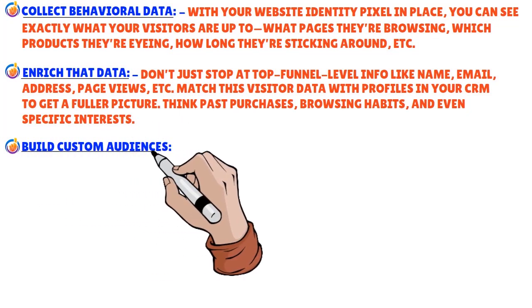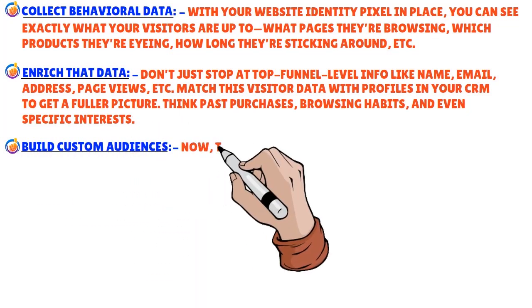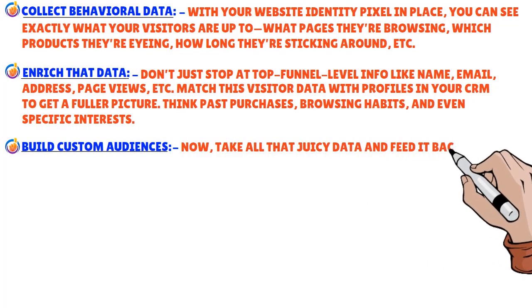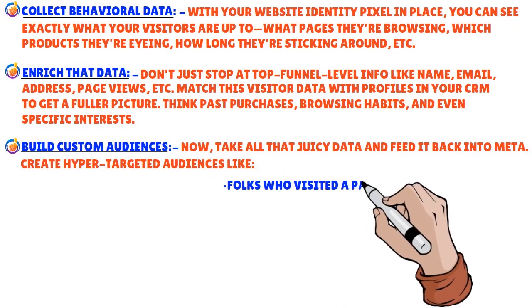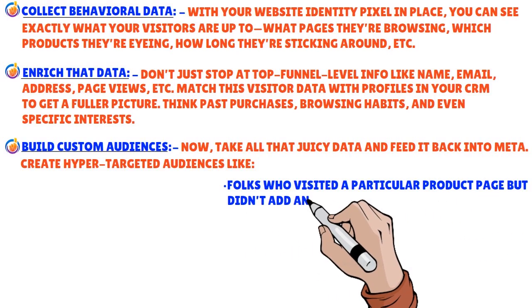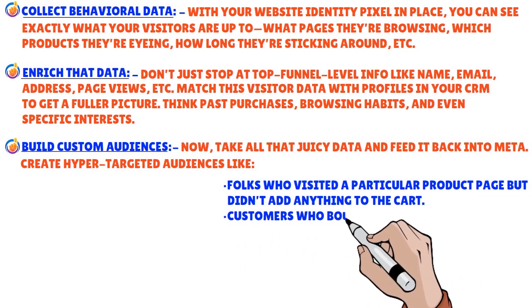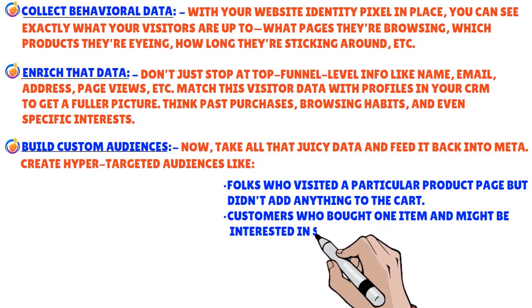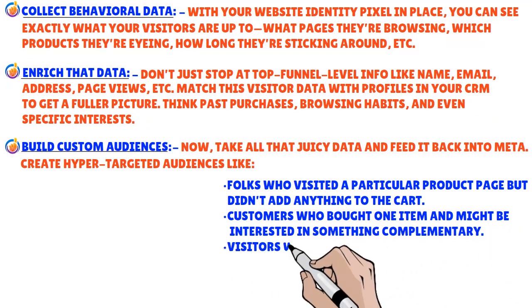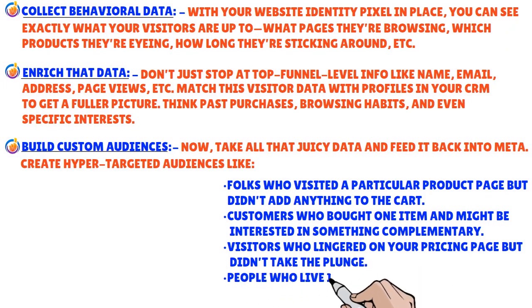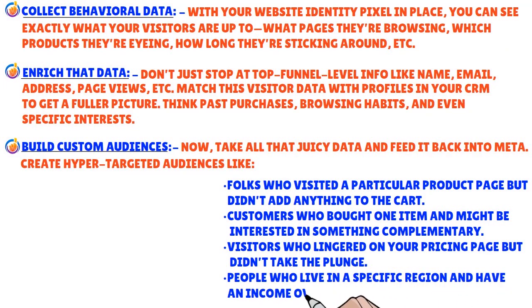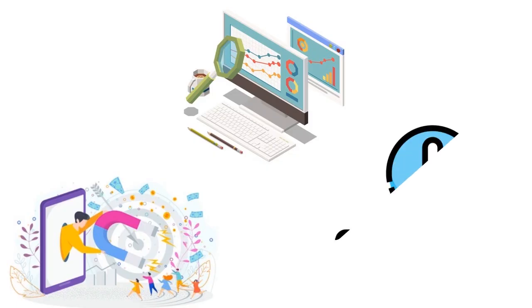And then you want to build custom audiences. You want to take all that juicy data and feed it back into Meta. Create hyper targeted audiences like folks who visited a particular product page but didn't add anything to the cart. Customers who bought one item and might be interested in something complementary. Visitors who lingered on your pricing page but didn't take the plunge. And people who live in a specific region and have an income over $250,000. That's important from a flexibility point of view.